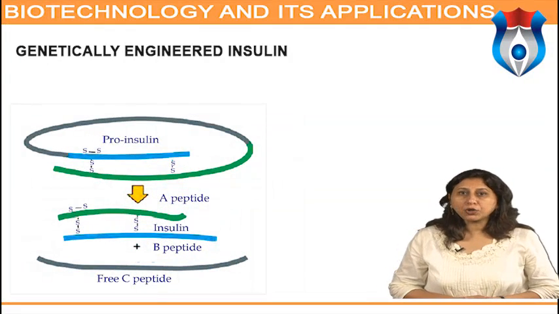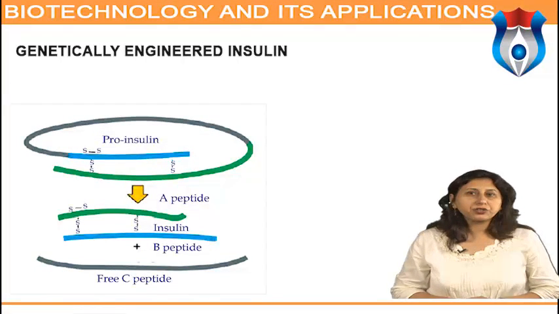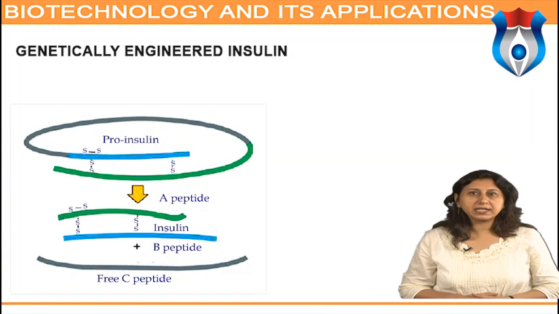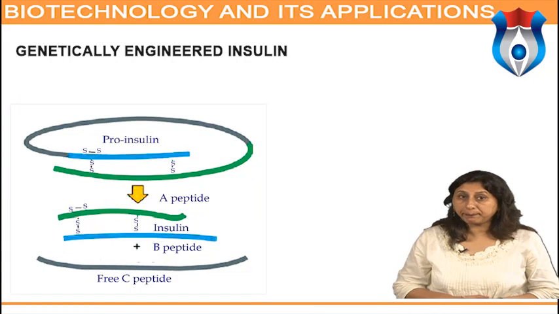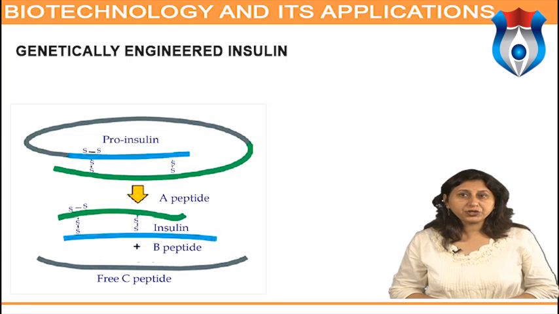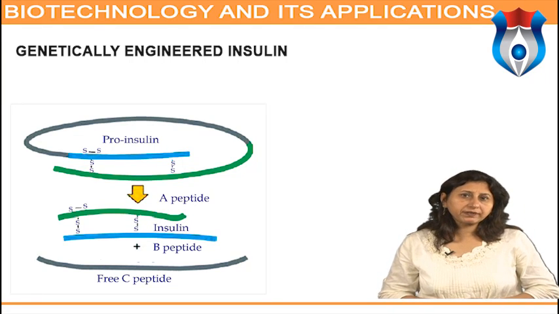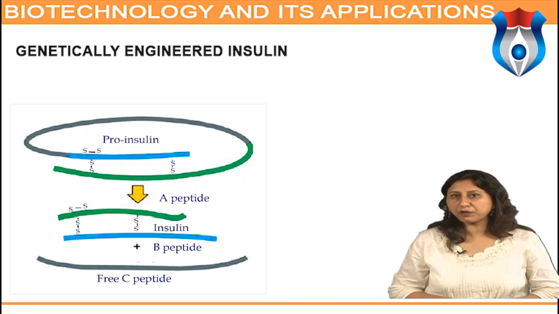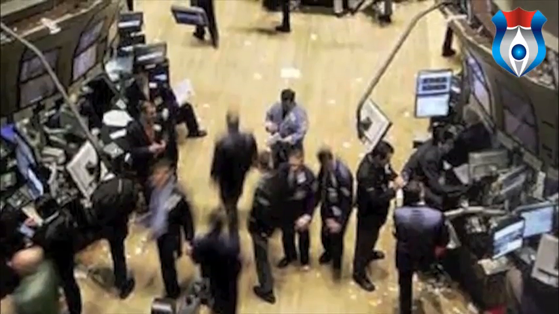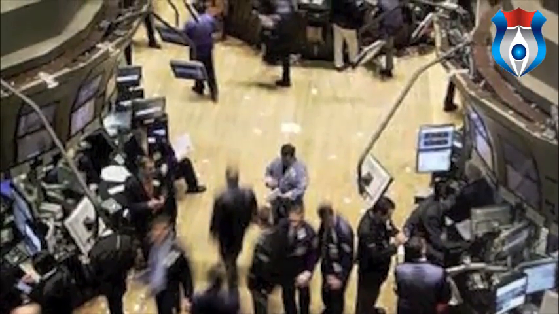Management of adult onset diabetes is possible by taking insulin at regular time intervals. Insulin used for diabetes was earlier extracted from the pancreas of slaughtered cattle and pigs. Insulin from an animal source, though, caused some patients to develop allergy or other types of reactions to the foreign protein. The date was the 14th of October 1980 at the New York Stock Exchange.